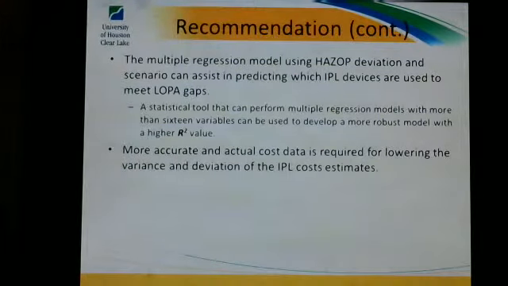And in order to build a better multiple regression model, using a statistical tool that can perform a regression model with more than 16 variables would be very helpful. I think being able to use more than just the 16 factors that were used in the hazard deviation and the hazard scenario multiple regression model, we could use other factors. We could maybe build a more robust model with a higher R squared value and a higher level of predictability for the IPL device chosen.